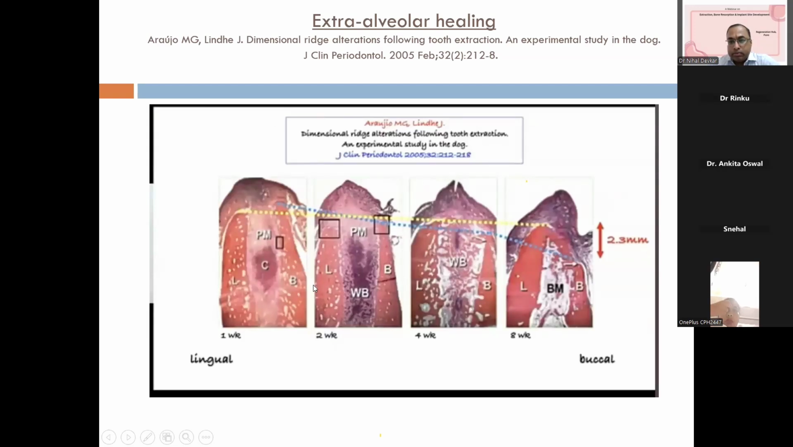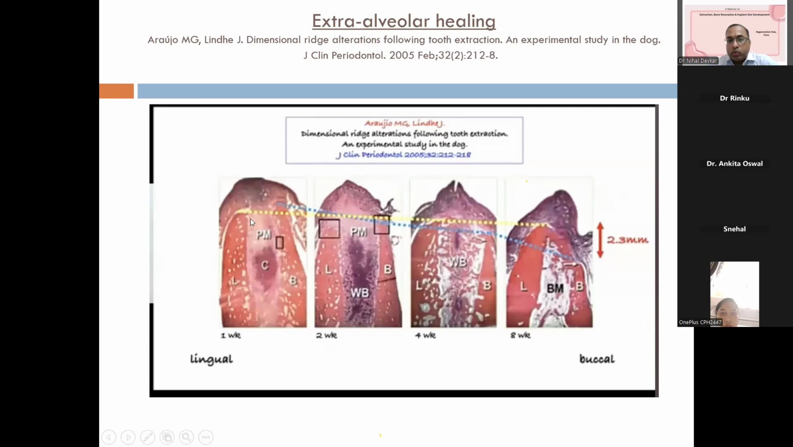As you can see in the histological sections, buccal is on the right side and the lingual or palatal plate is on the left side. And what happens inside, as you can see, there is coagulum, there is provisional matrix formation, then there is woven bone formation. And you can see the references of 1 week, 2 weeks, 4 weeks, and 8 weeks.